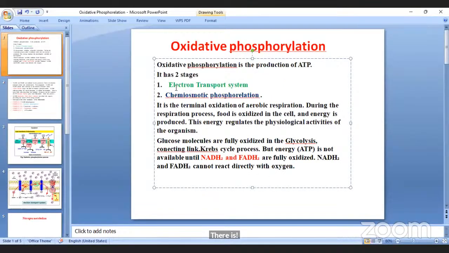So in the first reaction, electron transport, what happened in electron transport here? Are you able to see? Yes, sir. Electron transport. NADH2.